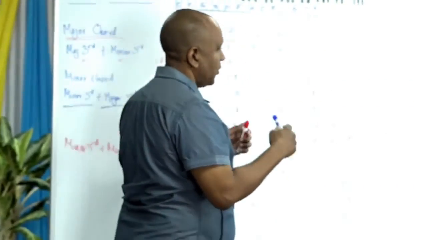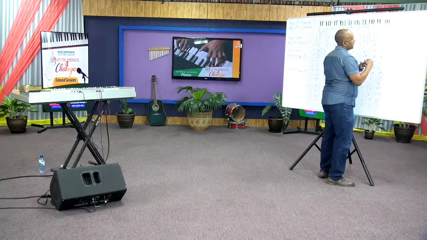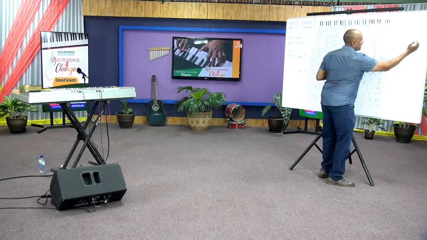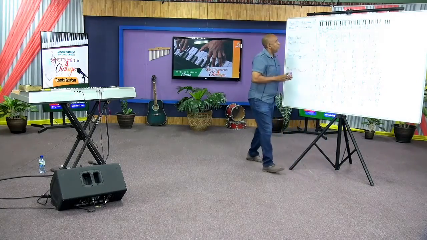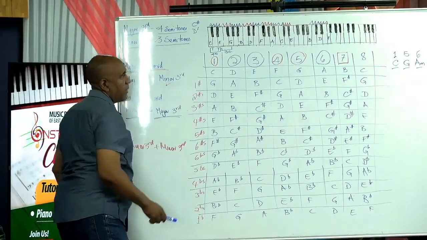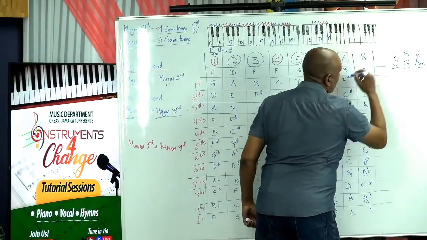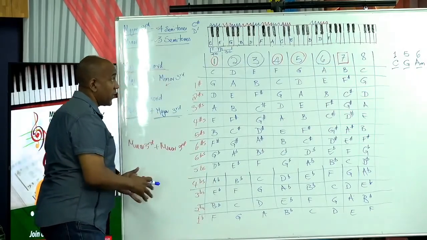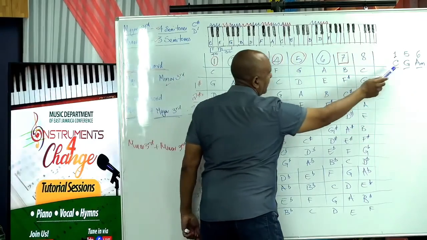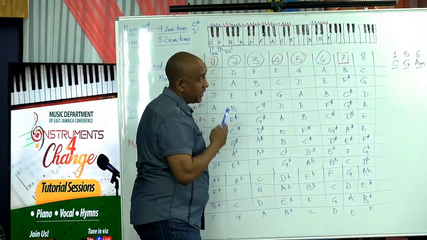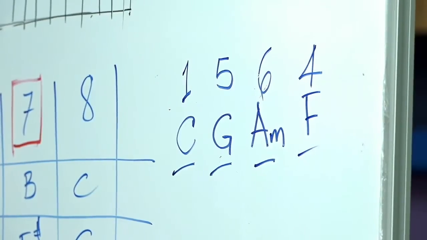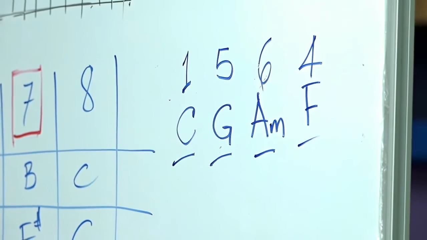These are the notes we're talking about. C, G, A minor, F. Let's look. In the key of C, C is number 1. So our number 1 chord is the first chord in the progression. G is number 5. 5 is our second chord in the progression. A minor is number 6. And F is number 4.